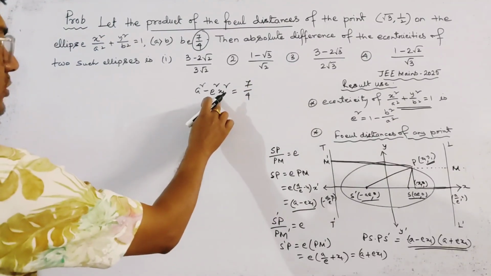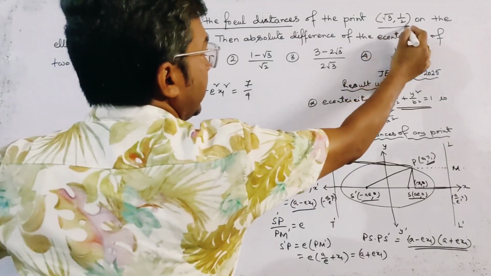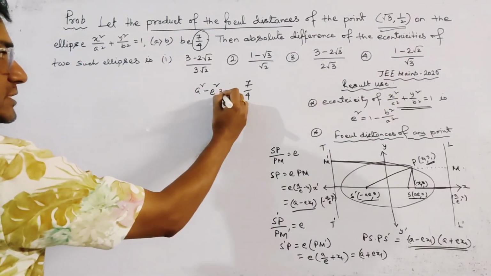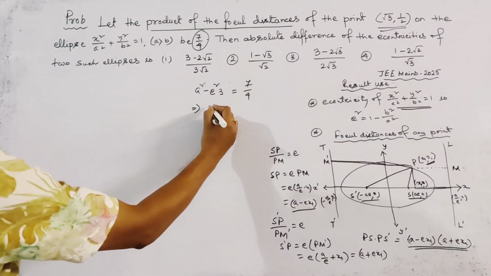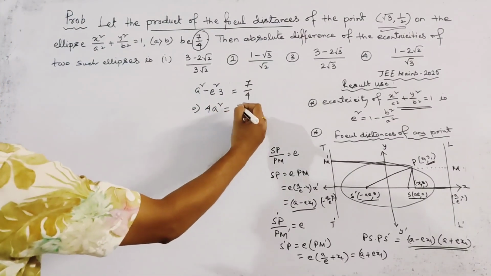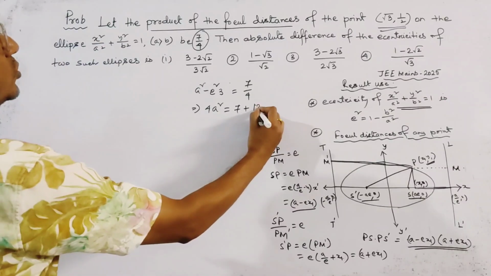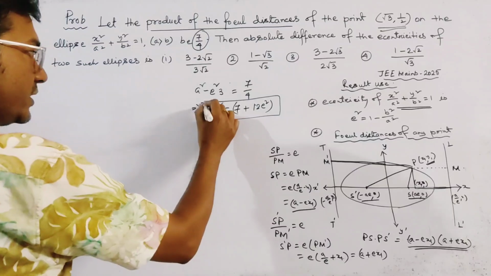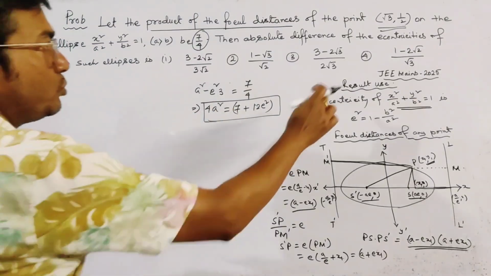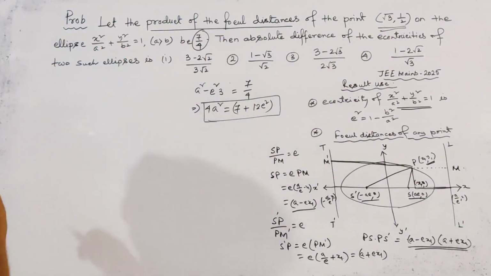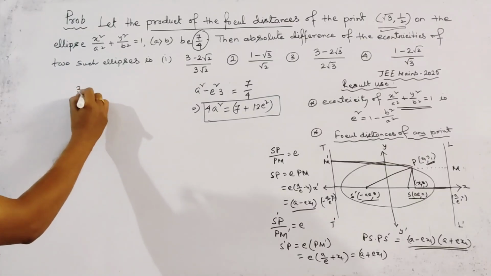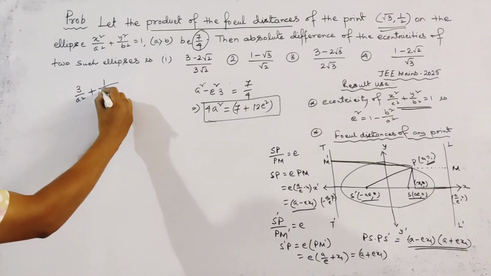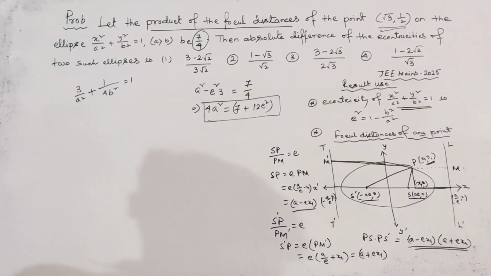And what is the value of x1? Here the point is given as (√3, 1/2). So we put here √3 square, this is 3, and we get the result 4a square equals 7 plus 12e square. Okay, we get a relation from here. Again, this point lies on this ellipse, so we get 3 by a square plus 1 by 4b square equals 1.